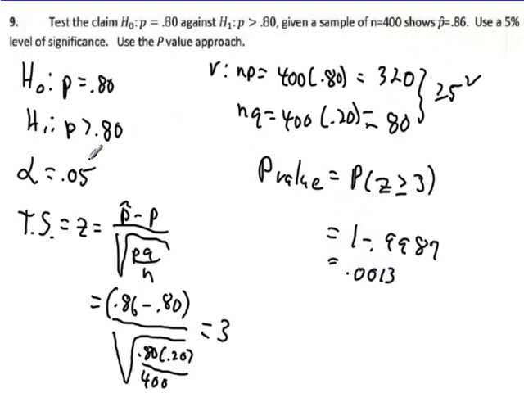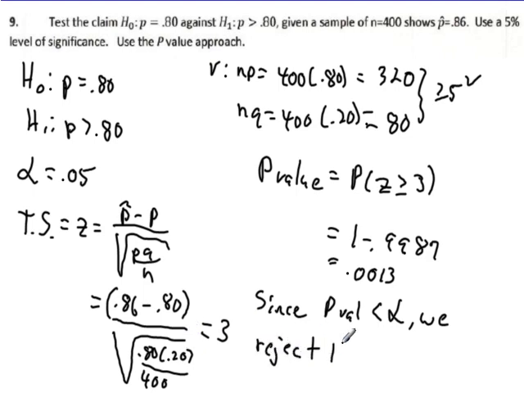Since the p-value is less than the level of significance, we reject the null hypothesis. Since the p-value is less than alpha, we reject H0 in favor of the alternative. In other words, at the 5% level of significance, there's sufficient evidence to conclude that the true population proportion is greater than 80%.